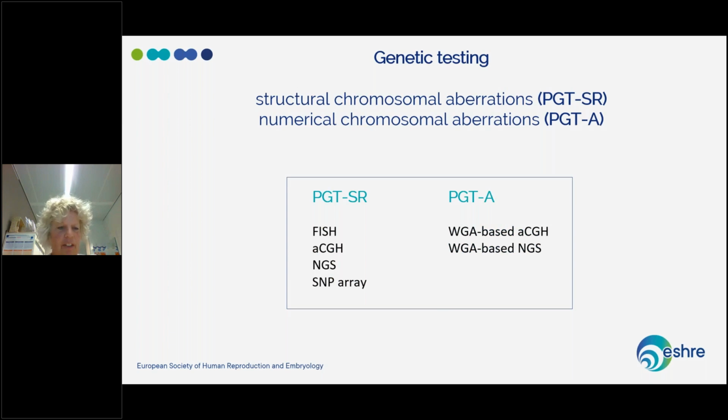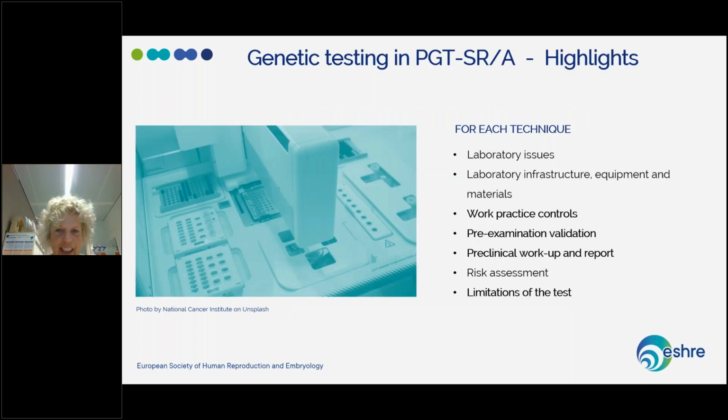As the title already implies, it is on the structural chromosomal aberrations, referred to as PGT-SR, and numerical chromosomal aberrations, referred to as PGT-A. So the techniques that are being discussed in this paper are FISH, array-CGH, NGS, and SNP array as techniques used for PGT-SR, and whole genome amplified based array-CGH and NGS for PGT-A. If I can have the next slide.